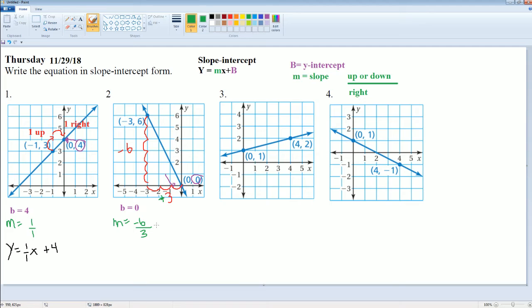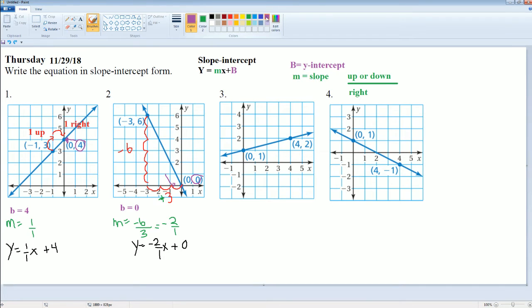Negative 6 over 3 can be simplified by pulling out the greatest common factor of 3, or dividing by 3. So here, reducing it by 3 becomes negative 2 over 1. So, in the equation, it would be y is equal to negative 2 over 1x plus 0. Okay, there you go. Let's do the next one.